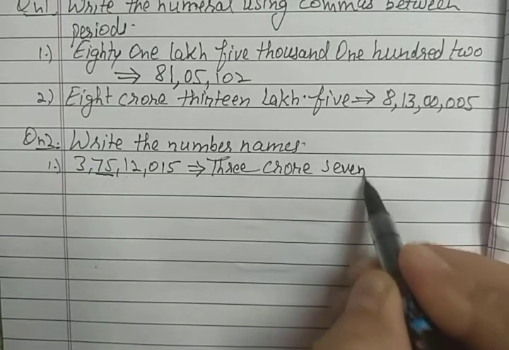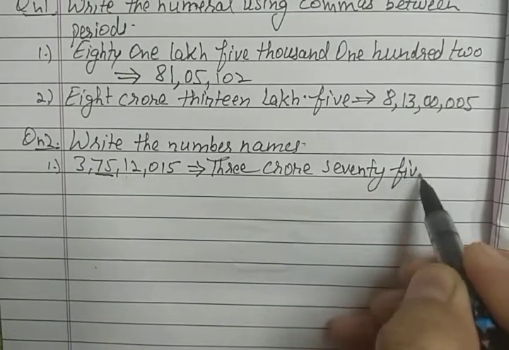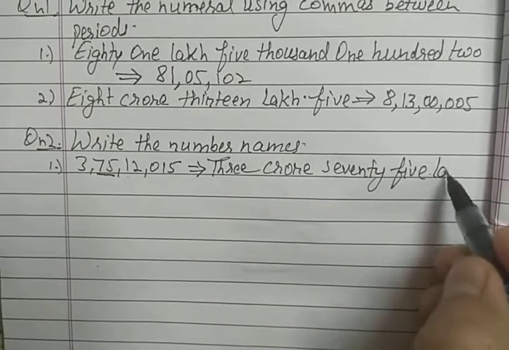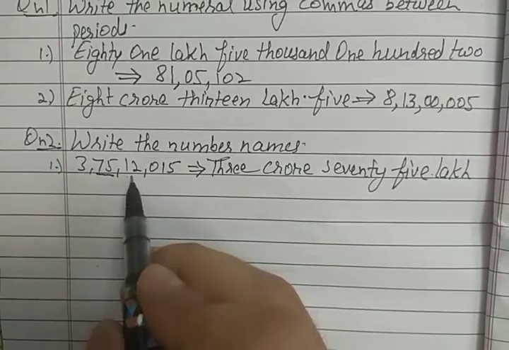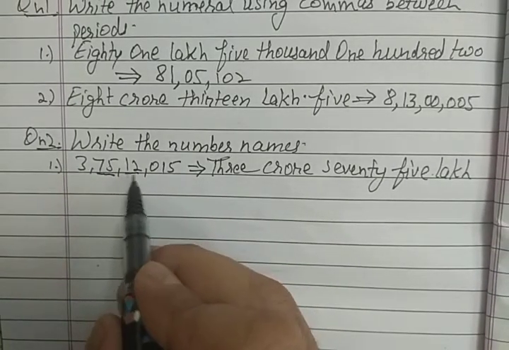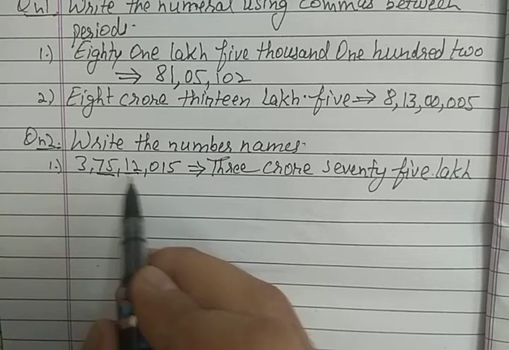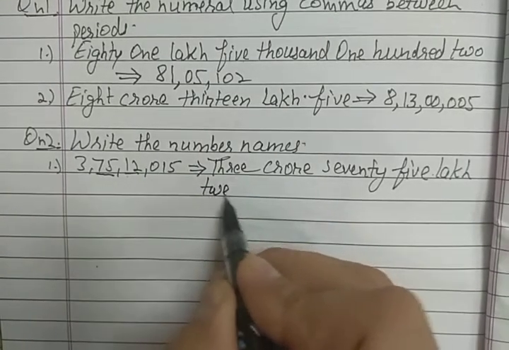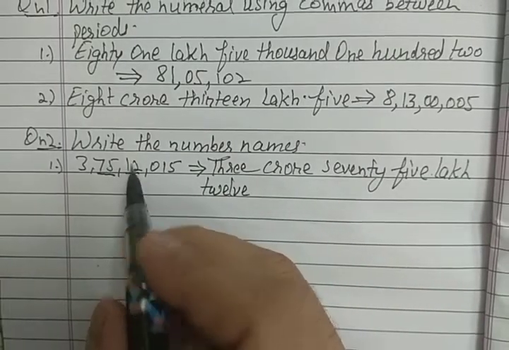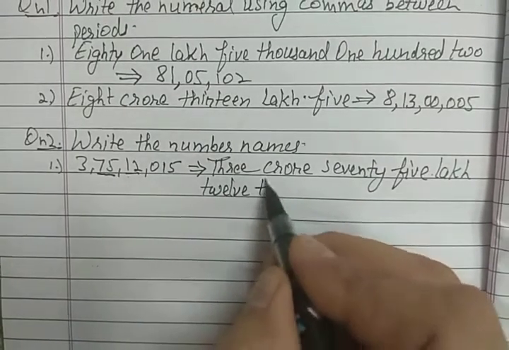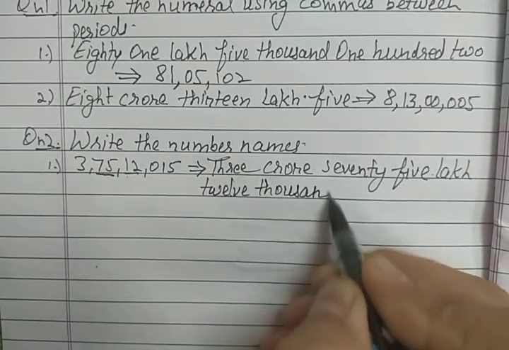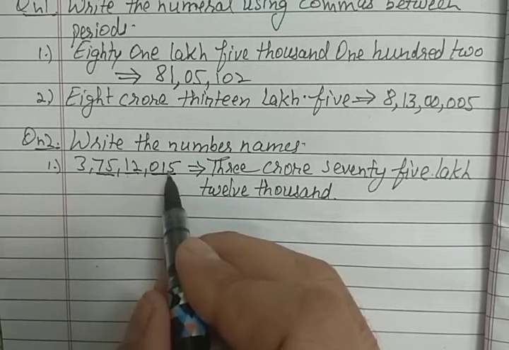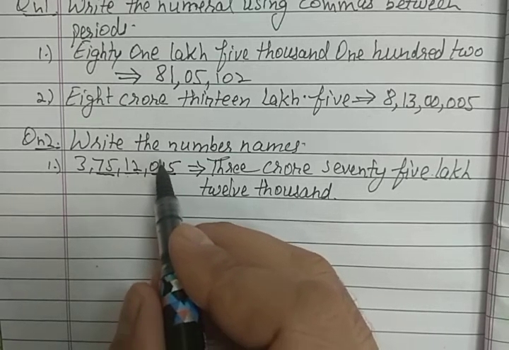So we will write 75. Now which period is 75 in? 75 is in lakh period. 75 lakh. Then what is this? We will read these 2 digits together. Those which come in the same period we will read together. This is 12. So we will write 12. Which period is 12 in? 1000. And then we will read these 3 digits together because these 3 digits or places come under ones period.